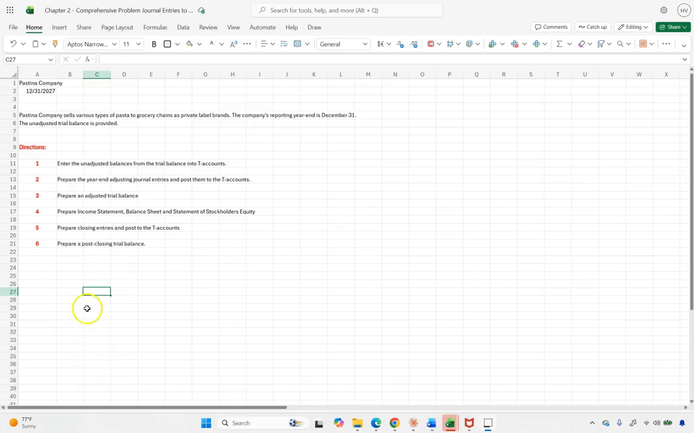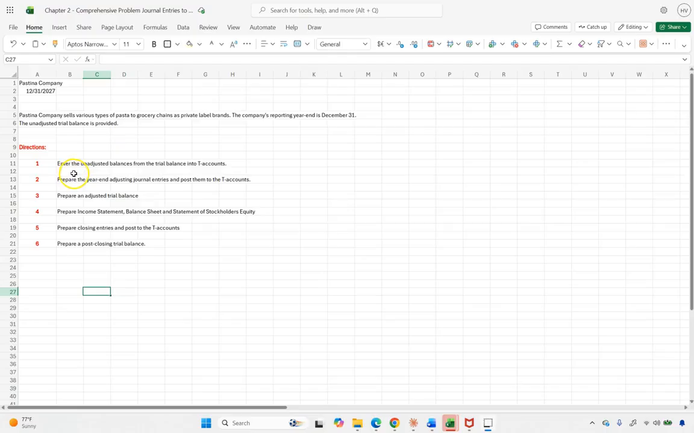But we're going to go through this problem, and let me just read it. Pastina Company sells various types of pasta to grocery chains as private label brands. The company reporting year-end is December 31, and the unadjusted trial balance is provided. We're given the set of 6 steps of directions.